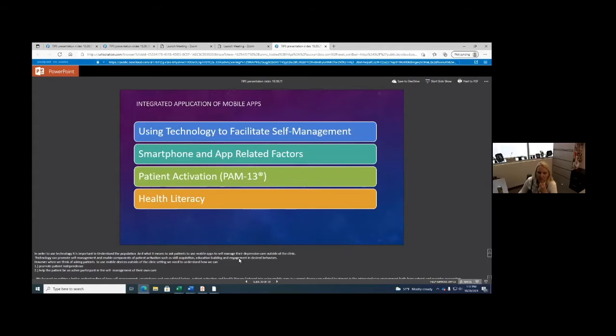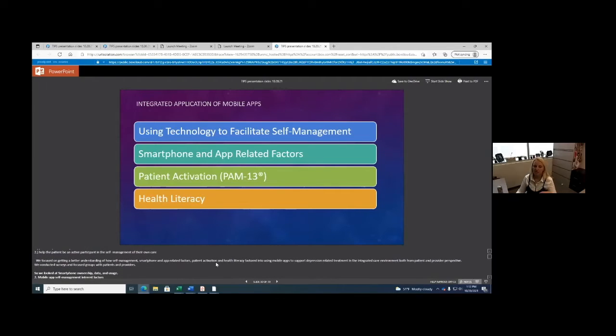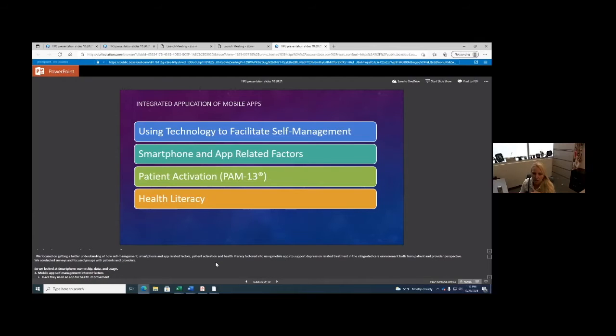However, when we're using mobile devices outside the clinic setting, we need to understand these factors, in addition to how we can promote independence and help patients be active participants in self-management of their own care through the use of technology. So we wanted to understand self-management and smartphone app-related factors, patient activation, and health literacy in using mobile apps related to depression in the integrated environment, from both a patient perspective as well as the provider's perspective.